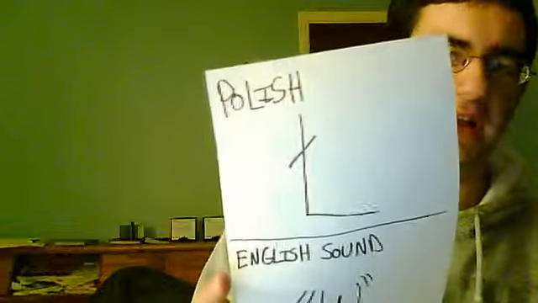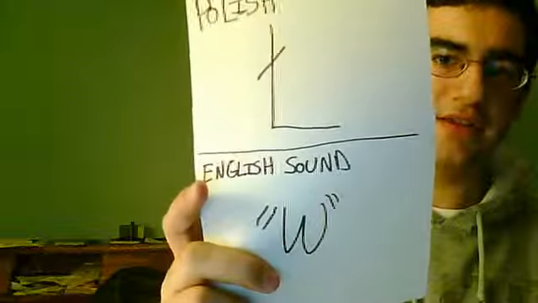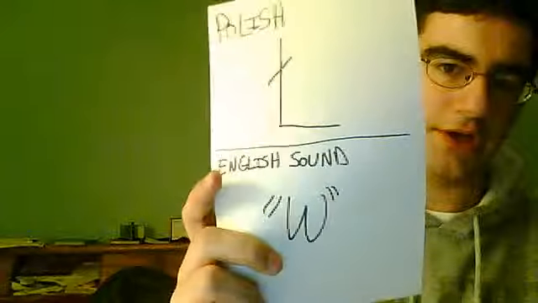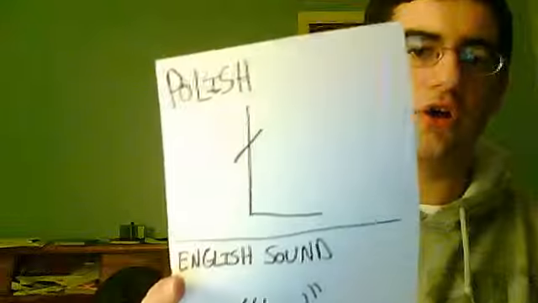The Polish alphabet does have some sounds that are different, as I was saying before, and this is another one of their letters. It's basically an L with a slanted slash on the top, and the sound it makes is the English equivalent to a W.